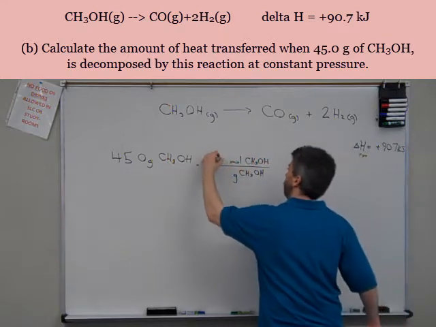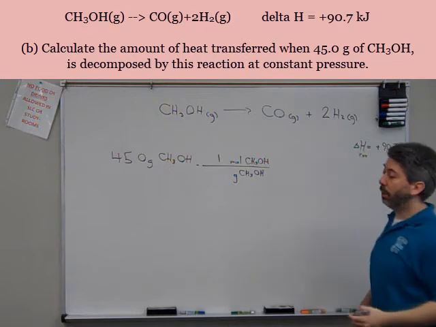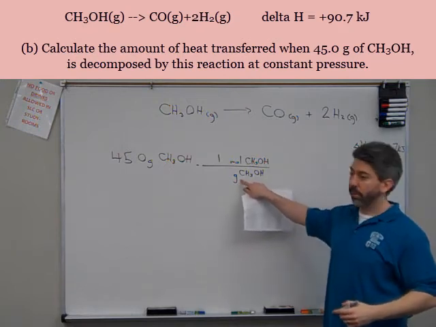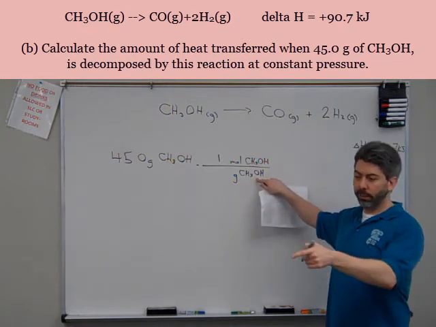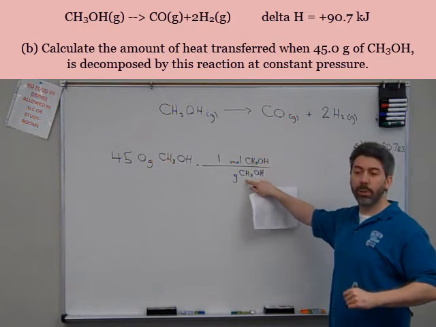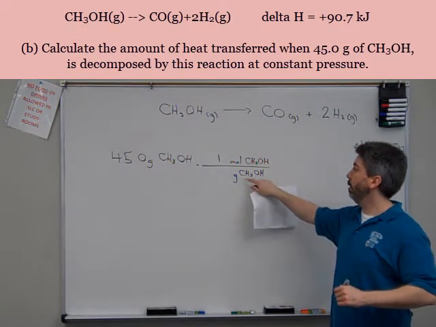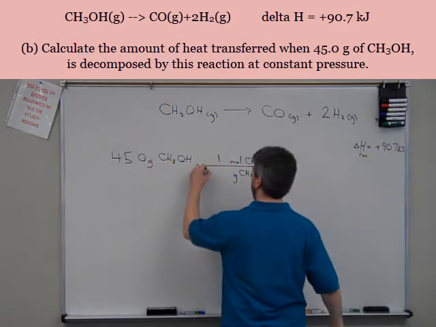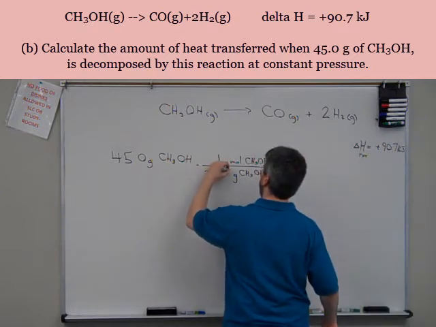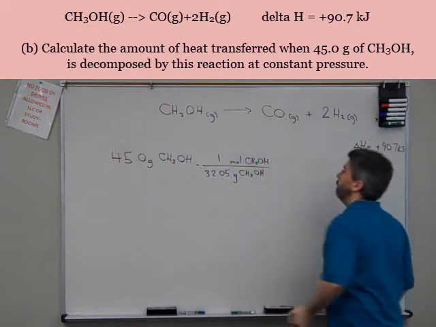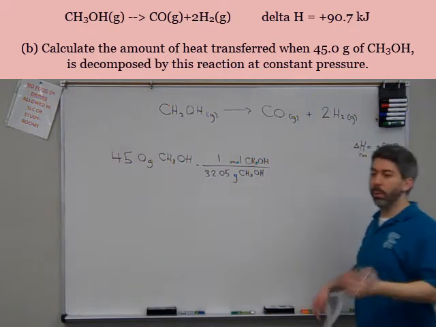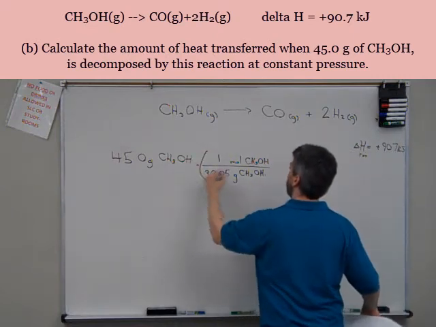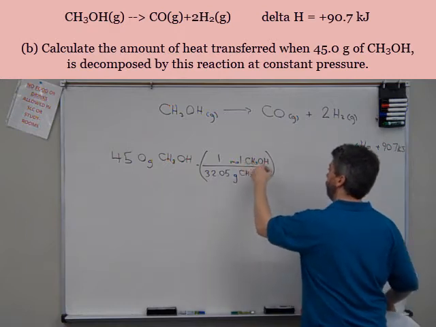So 1 mole is equal to the molar mass. Well, carbon's 12, oxygen's 16 from the periodic table, and hydrogen's 1, right? So 12 plus 16, 28, plus 4, 32. So I get 32.045 if I include 4 decimal places. And that gives me moles.